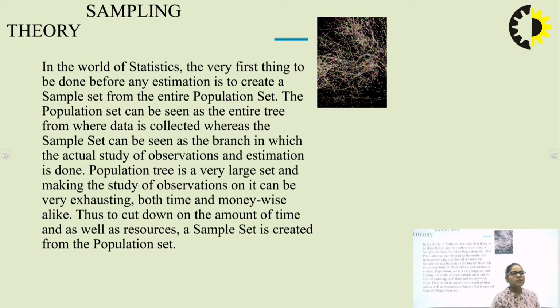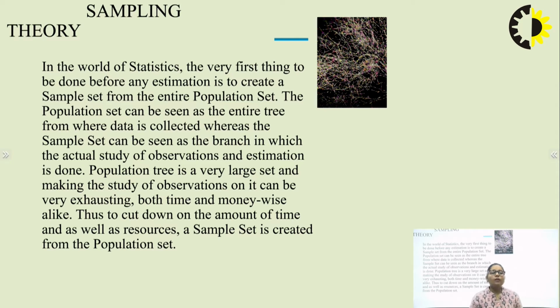The population set is the whole data set that we use for training, testing, and validation. The population set can be seen as an entire tree from where data is collected, whereas the sample set can be seen as the branch in which the actual study of observation and estimation is done. The population tree is a very large data set, and making observations on it can be very exhausting, both time and money wise alike.